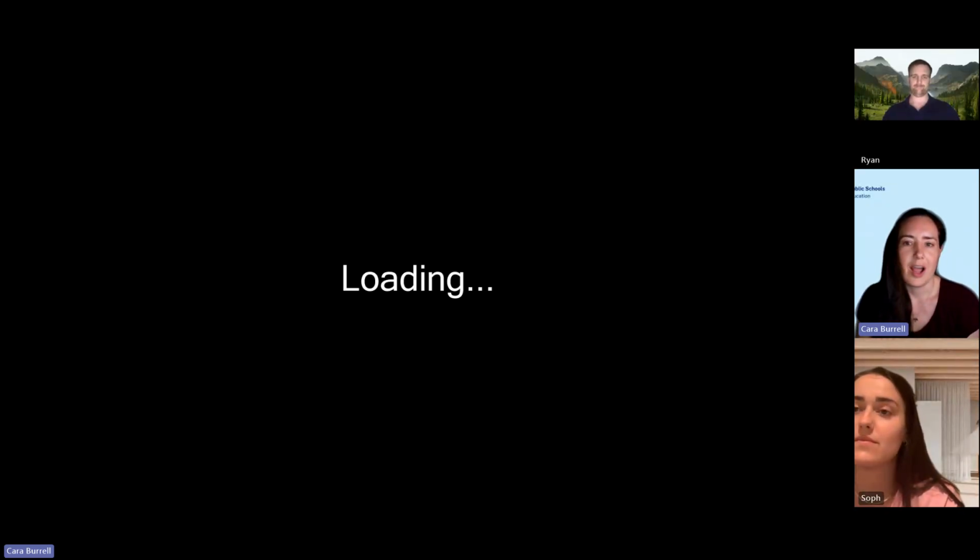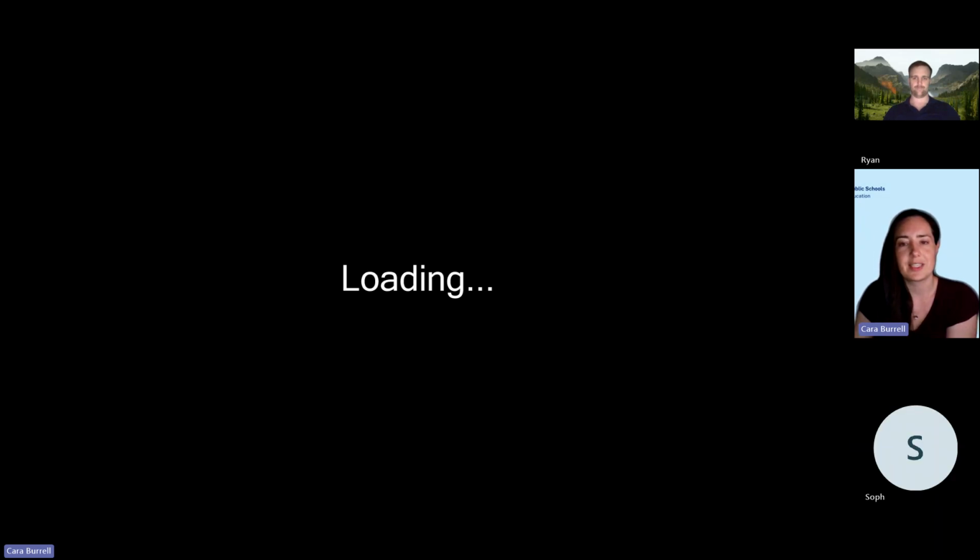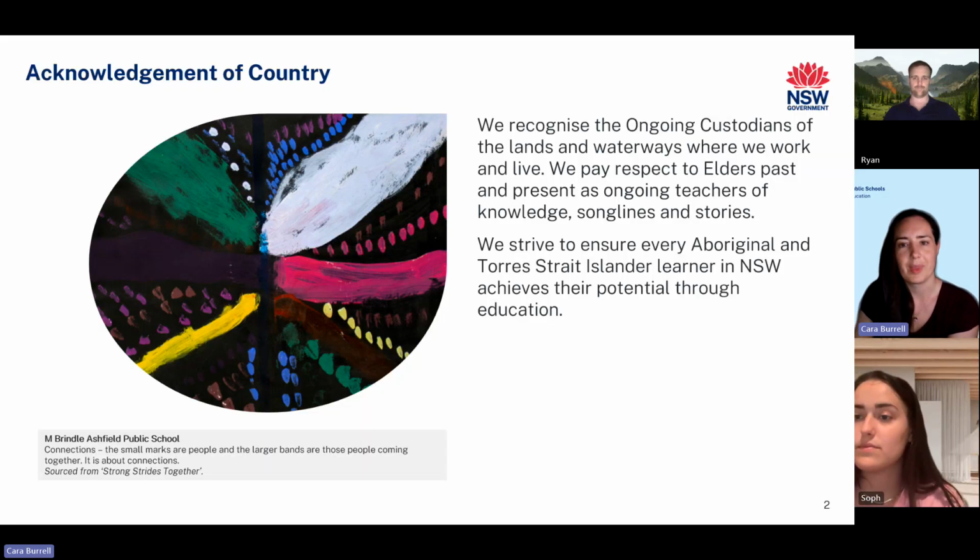Before we begin, I acknowledge the traditional custodians of this land and pay my respects to elders past and present. Aboriginal and Torres Strait Islander people have been the caretakers of this land for thousands of years, and we honour their knowledge and contributions. I'm calling you today from the land of the Darug people.